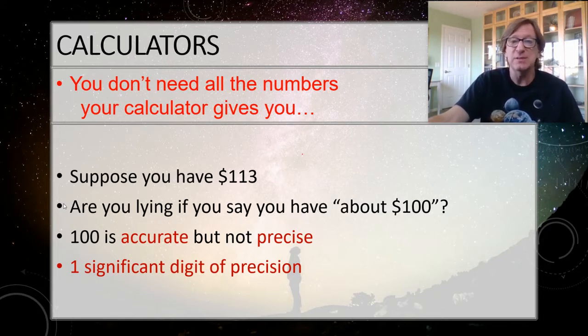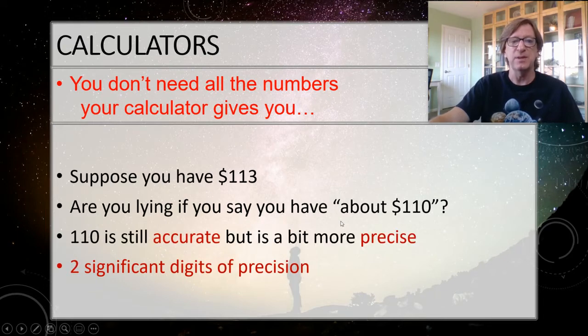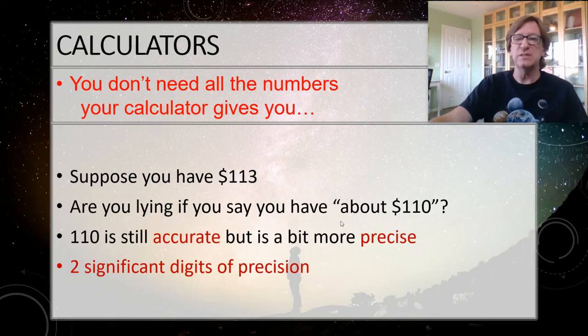If somebody says how much money do you have, and you say I've only got $1, you're lying. You're not being accurate. But we're not necessarily being as precise as we could be if we only have one significant digit. So we can do a little bit better than that. So let's suppose somebody says, how much money do you have? And you say, I've got about $110. You're still being accurate, aren't you?